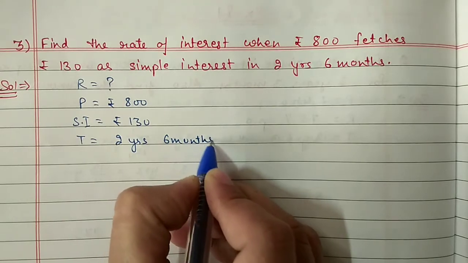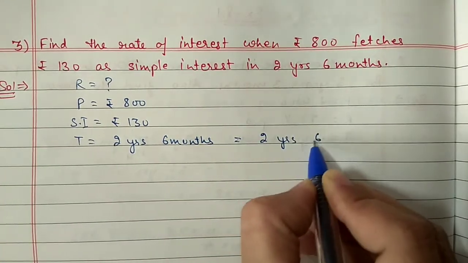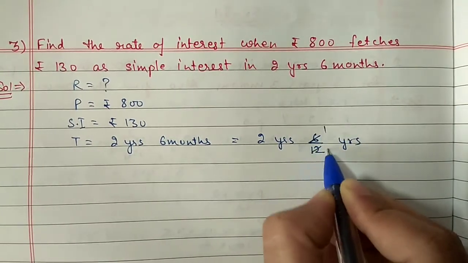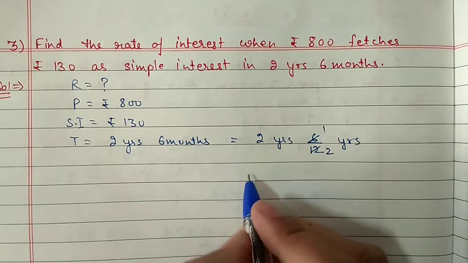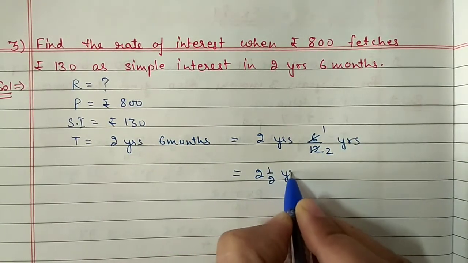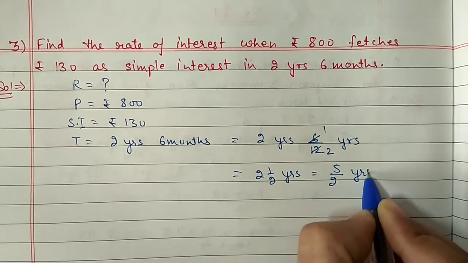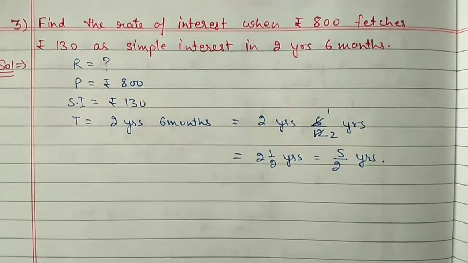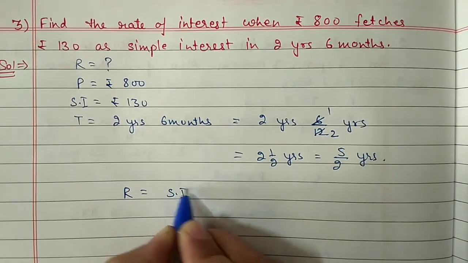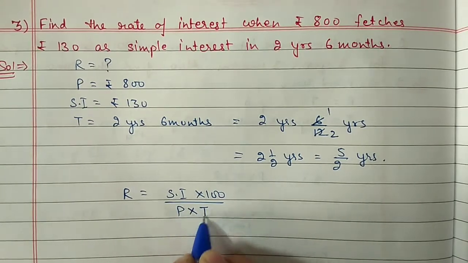Again, this month we have to change into year. To change into year we will divide by 12, and 6 by 12 means 1 by 2, half a year. So this is equal to 2.5 years, or we can write it as 5 by 2 years. Now we have to find out the rate of interest. So the rate of interest formula is R is equal to SI into 100 divided by P into T.